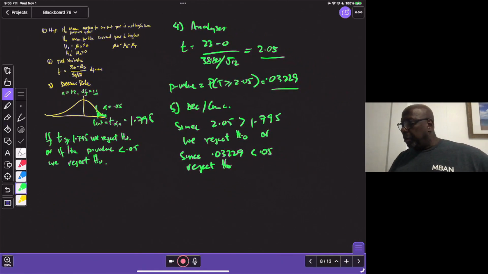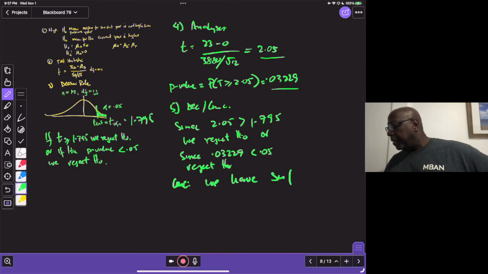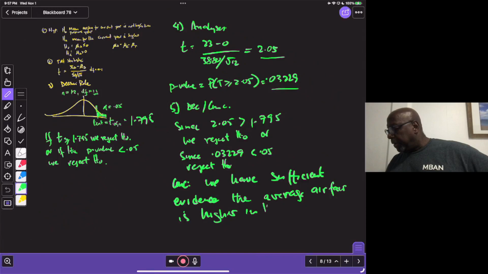So we conclude we have sufficient evidence the average airfare is higher in the current year.